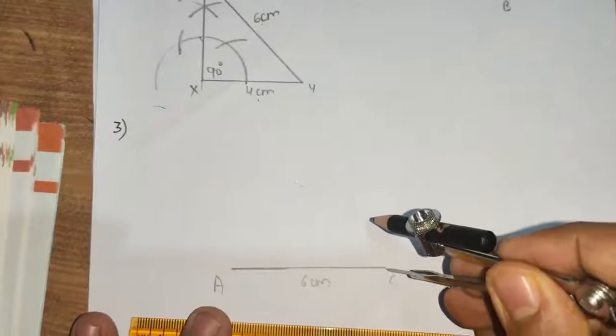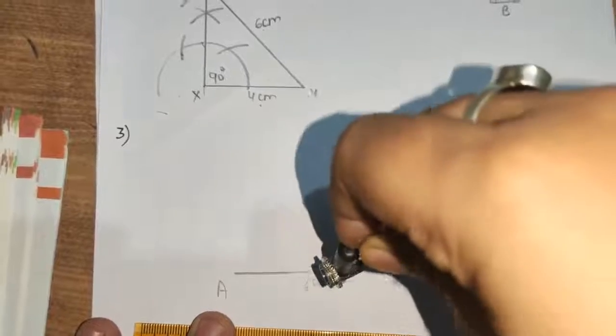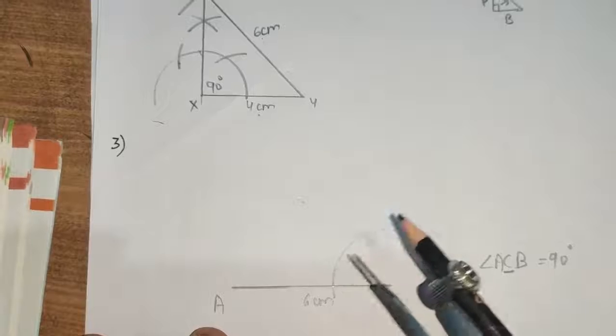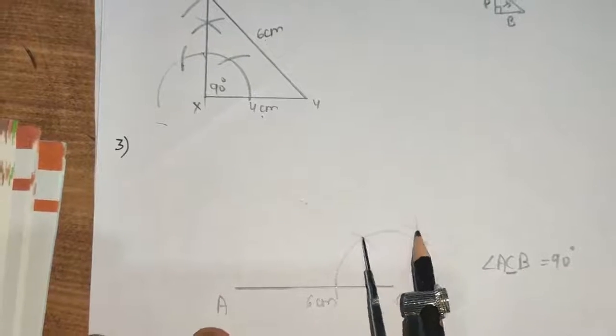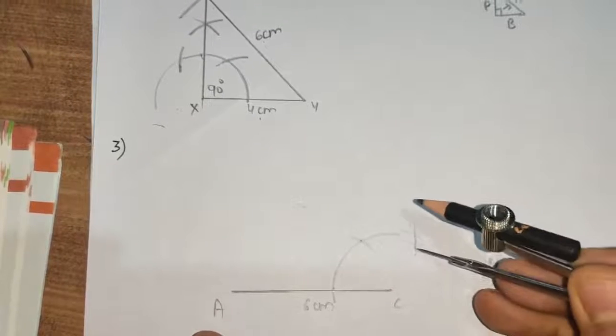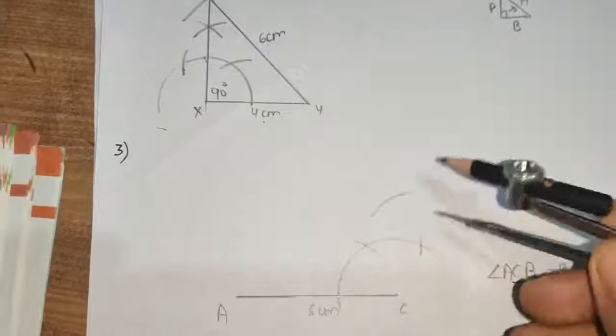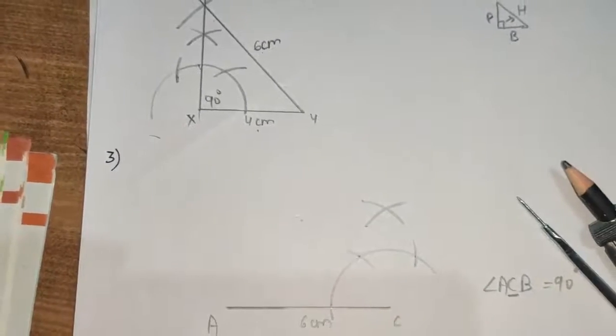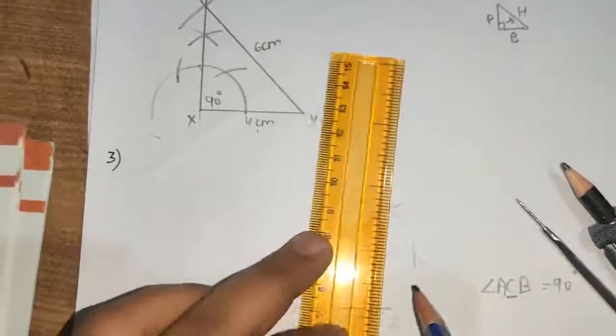Same method, semicircle, then first arc, second arc, then third arc, and then fourth arc. And this is 90 degree on C.